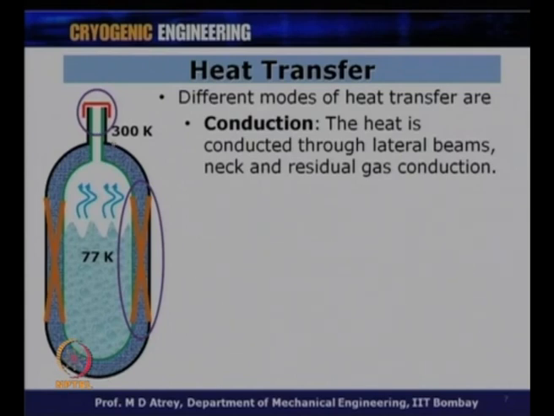What we should do is minimize this conductive path. The heat is conducted through lateral beams. Lateral beams are also bringing in a lot of heat. So, this support structure, whatever we have for the inner vessel, would also conduct heat from outside to inside. All right. So, we have to minimize the conduction happening across the neck and across the lateral beams.